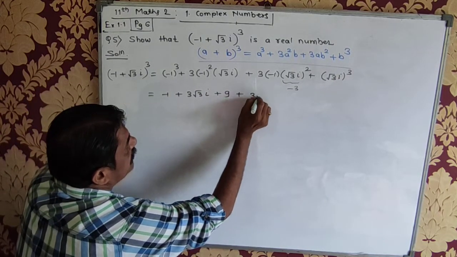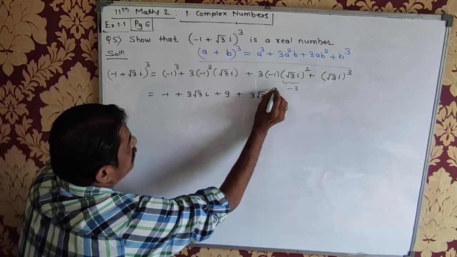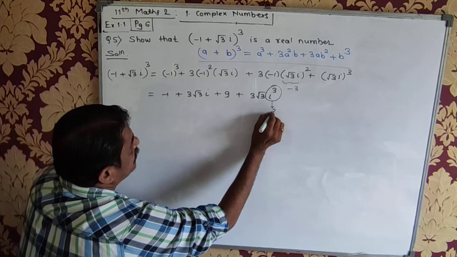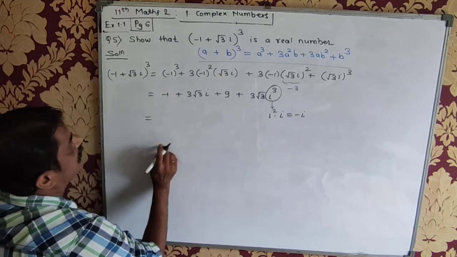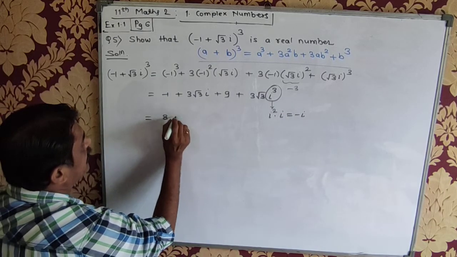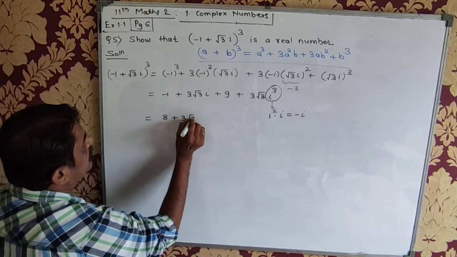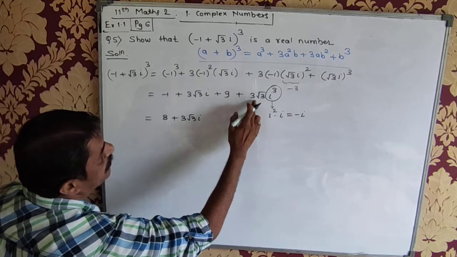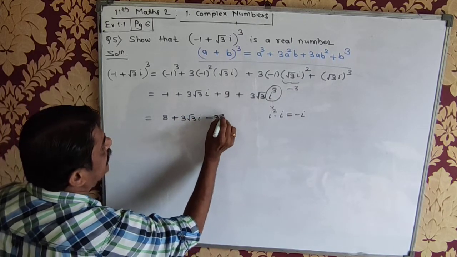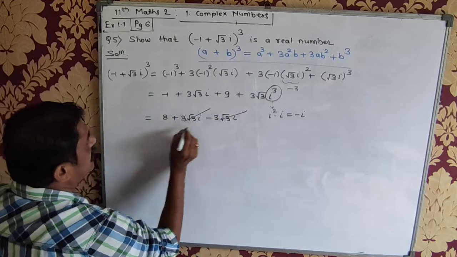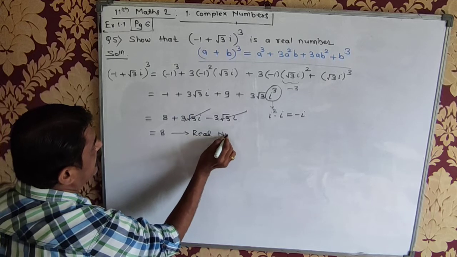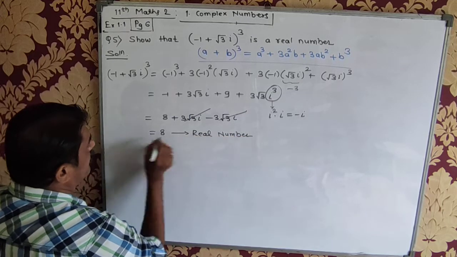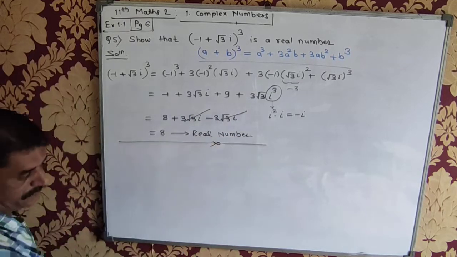3 root 3 i cube. What is i cube? It is equal to i square into i, that is equal to minus i. So this will become 9 minus 1, 8, plus 3 root 3i, and this is minus i into 3 root 3, which is minus 3 root 3i. That gets cancelled, and this is equal to 8, which is a real number. Is this okay? Any doubts about this? Check.